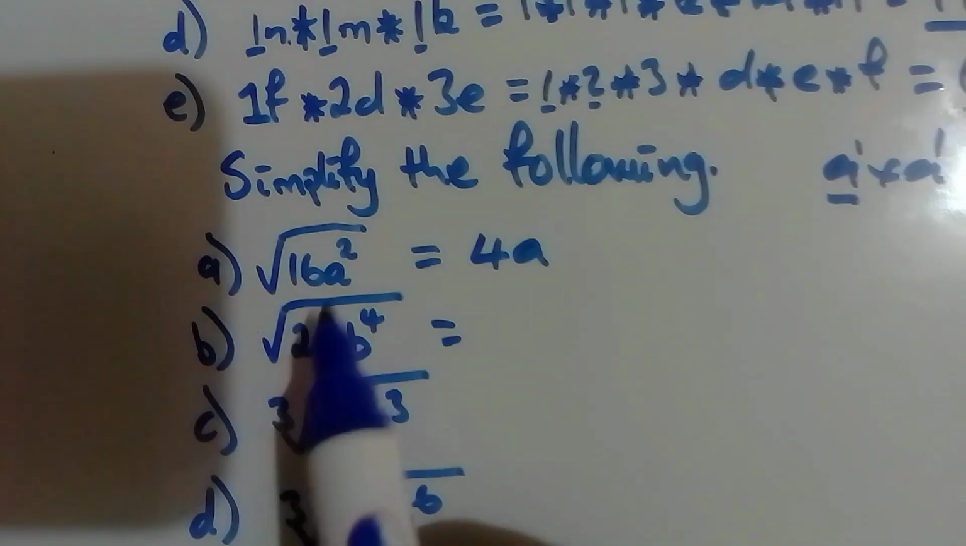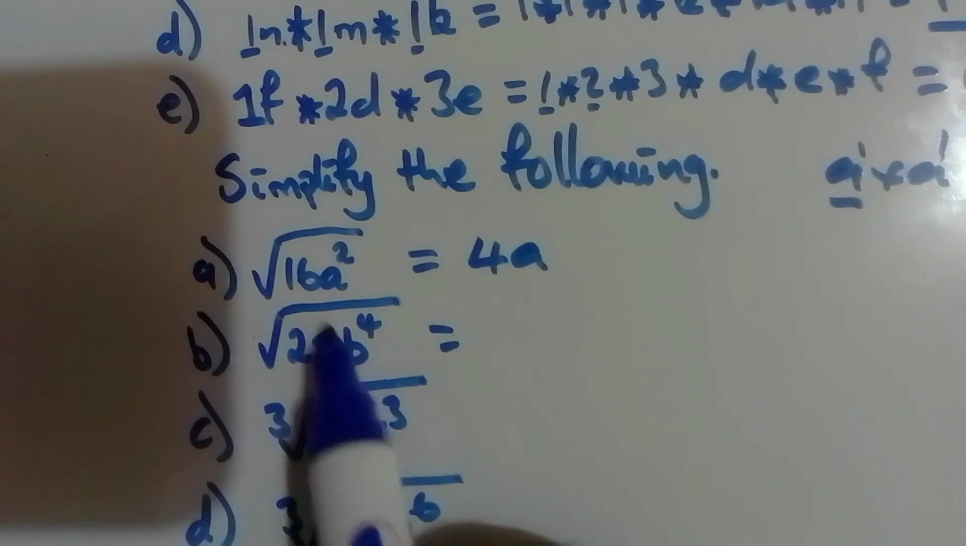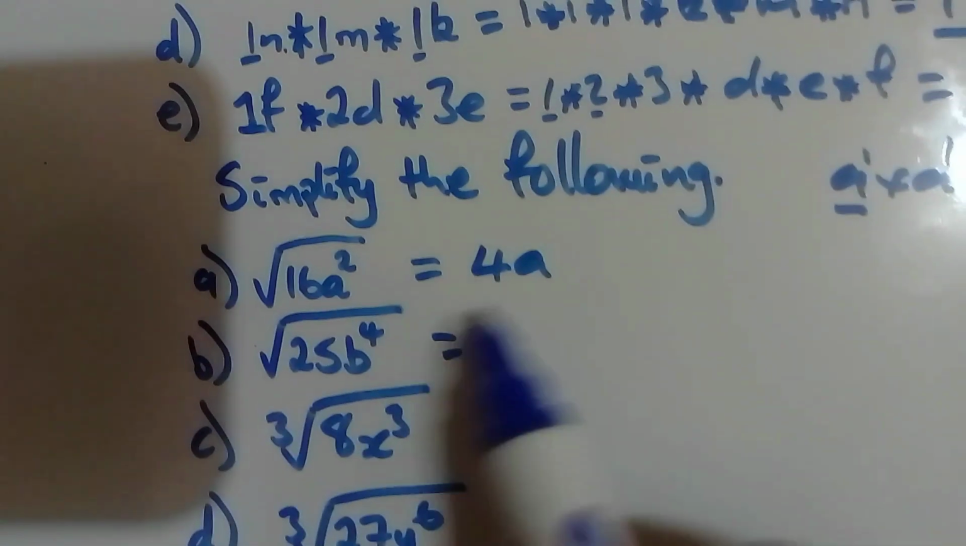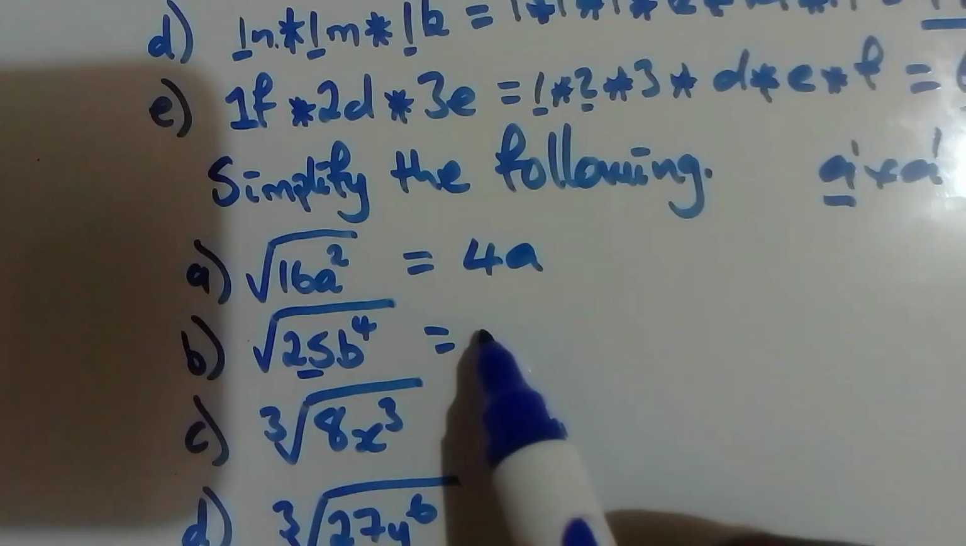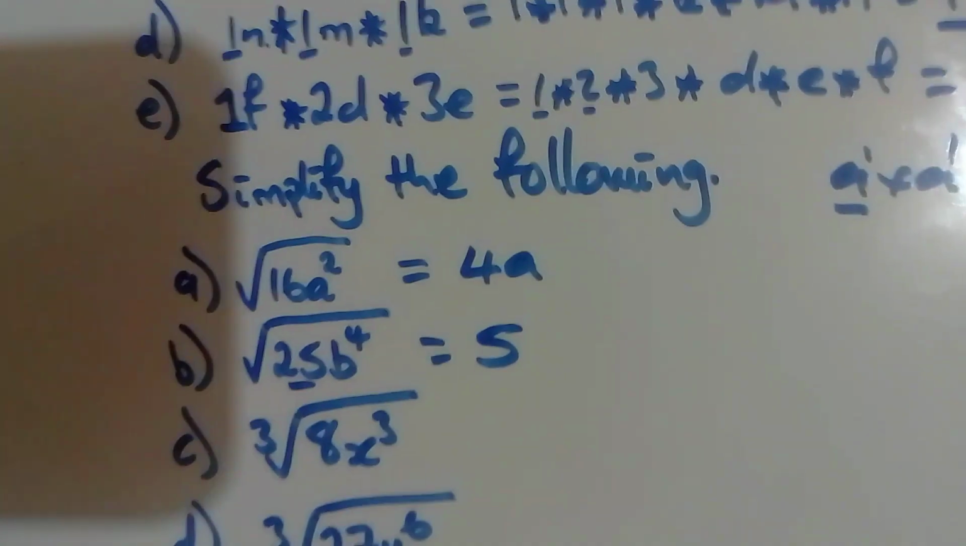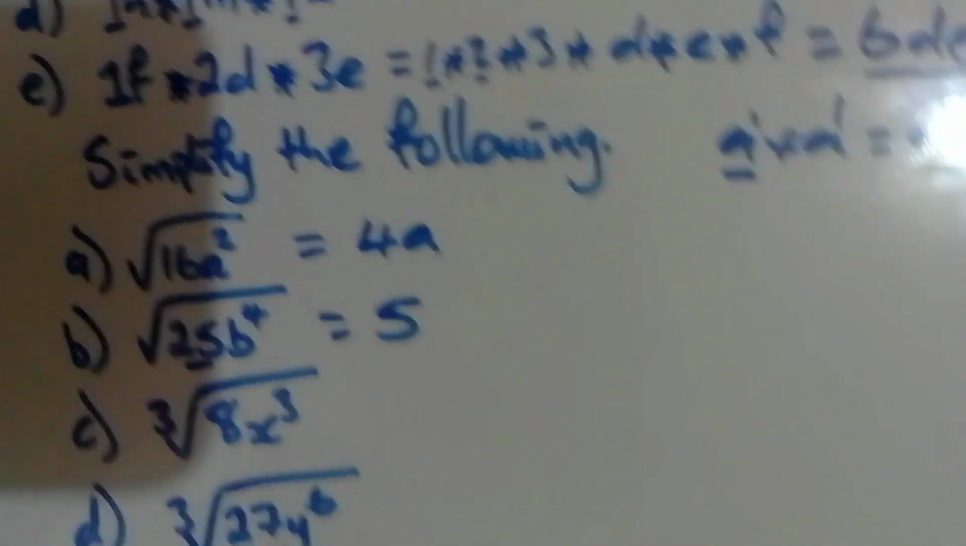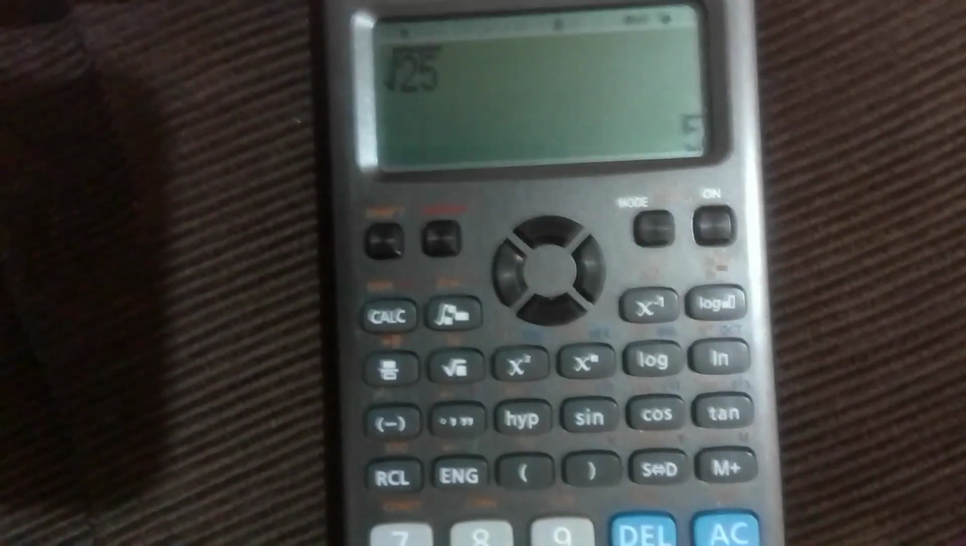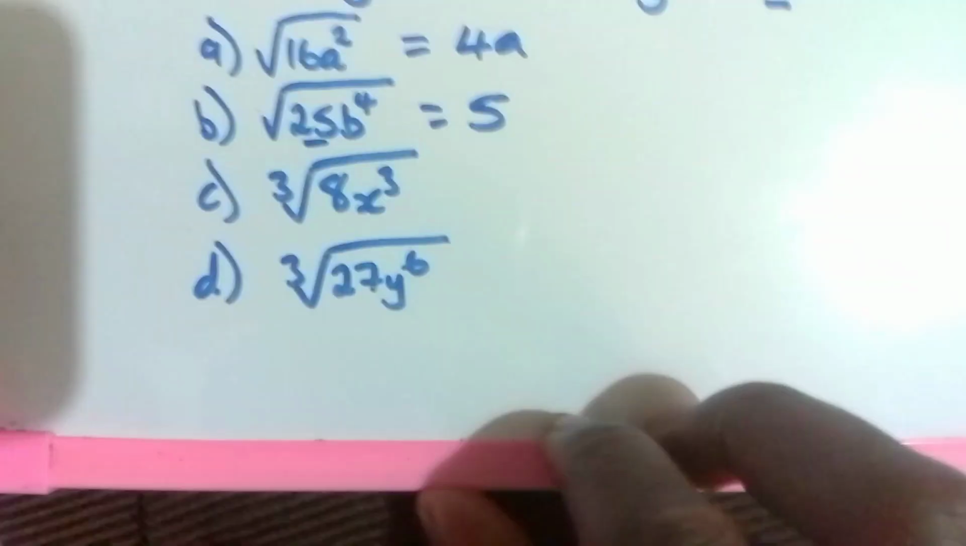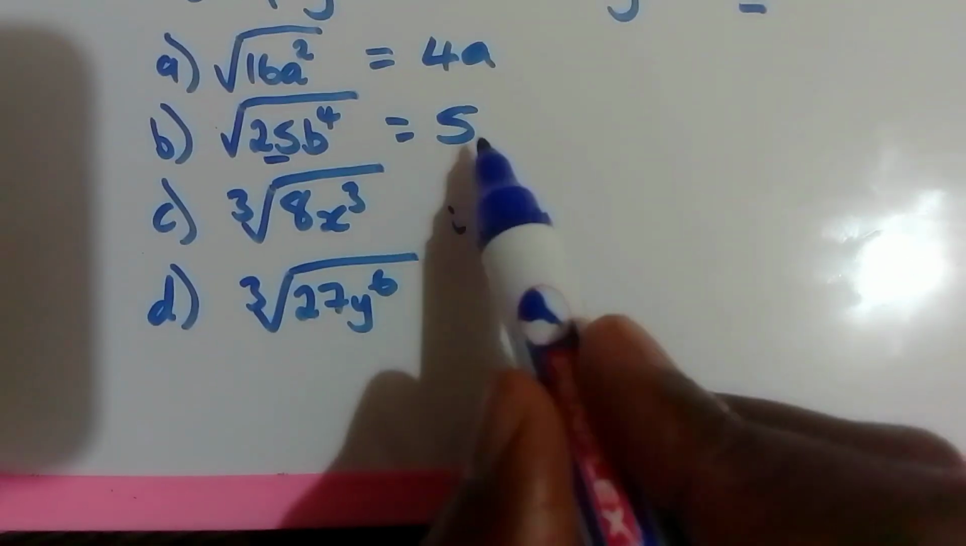If we come to the square root of 25, which number multiplied by itself gave us 25? It's 5, because 5 times 5 gives us 25. If you do not know your multiplication table, you can use your calculator. You just press your square root, then you say the square root of 25 is equal to what? The square root of 25 is equal to 5. Then you write your answer, which is 5 here.